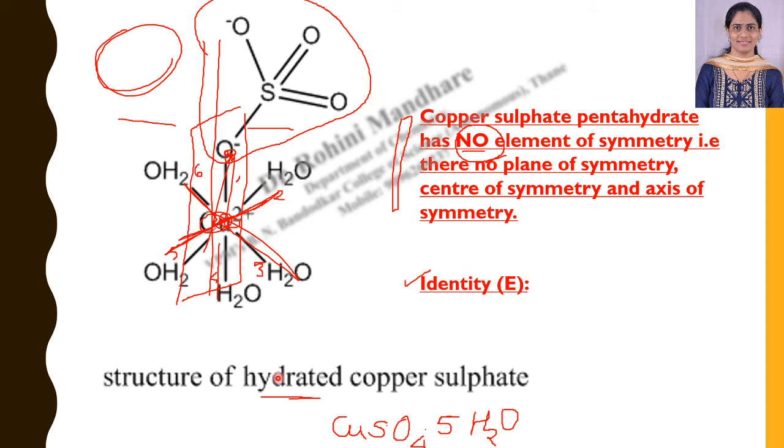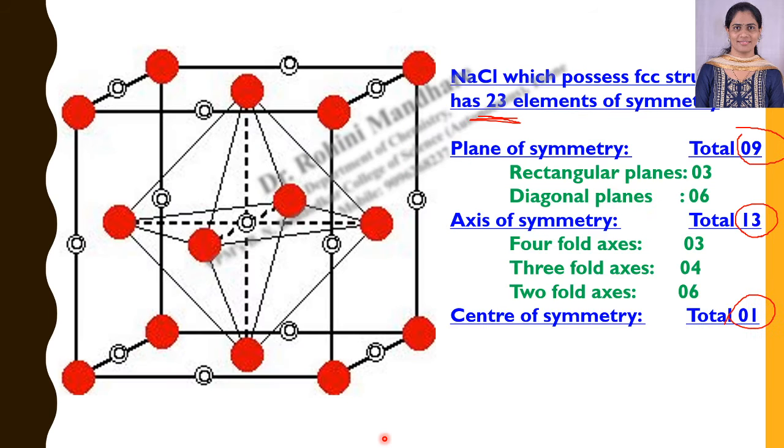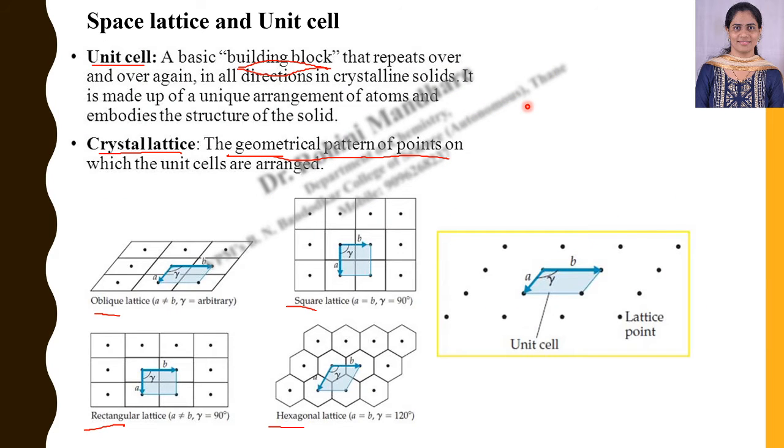Now remember the copper sulfate pentahydrate molecule, CuSO4 5H2O. This molecule does not have any symmetry element. In the detailed discussion we saw how this molecule does not have any center of symmetry. Now for NaCl you will find it is a face centered cubic system. Totally it has 23 symmetry elements. NaCl has a total of 23 symmetry elements.